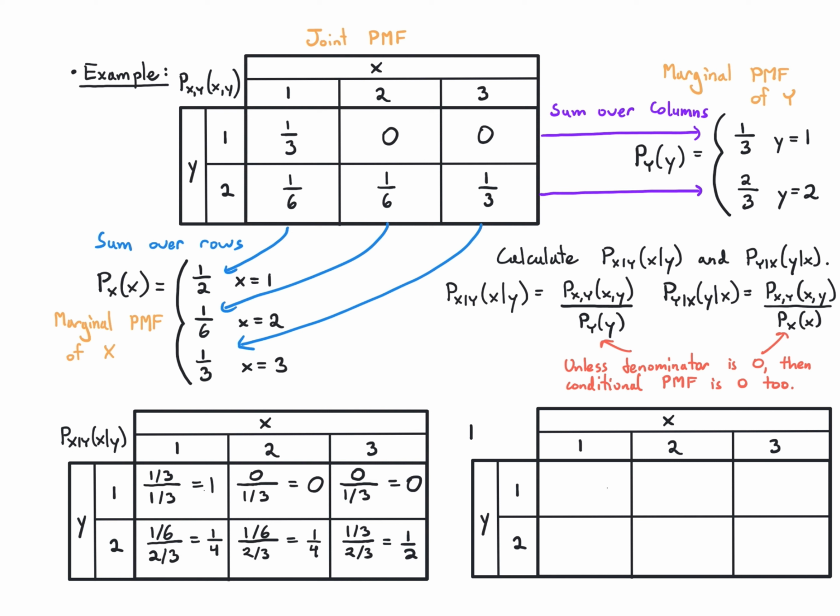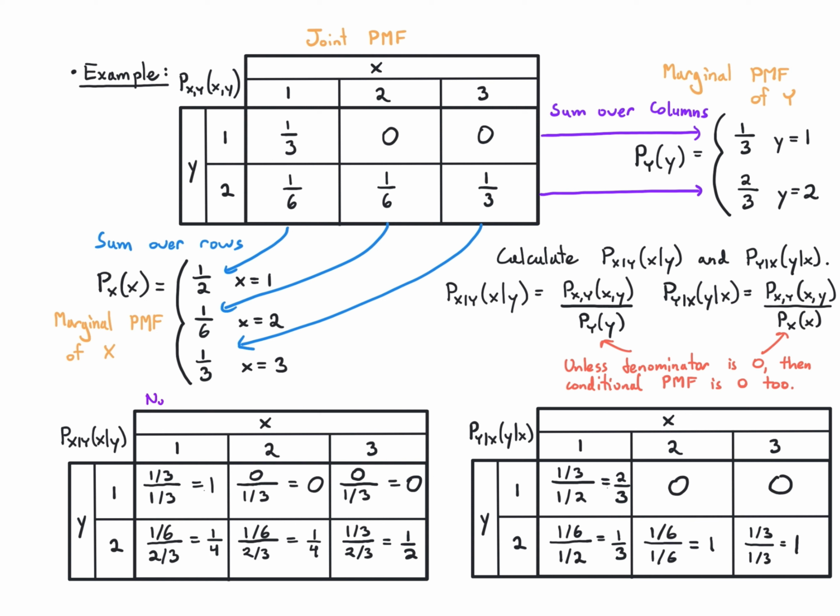Let's do it again. Now I'm going to do Y given X. Okay. So again, I'm starting with the joint PMF. Now I'm going to divide by the marginal of X. So here I have X equals 1, so I divide by 1/2. So I get 2/3. Now I have a 6th divided by, again, a 1/2, because X is equal to 1. So I'm kind of holding X to one value and going through. 0, I'm just going to get 0. 0, I'm just going to get 0. Again, now I'm going to get a 6th divided by a 6th for X equals 2. That's going to be 1. 1/3 divided by 1/3 for X equals 3.